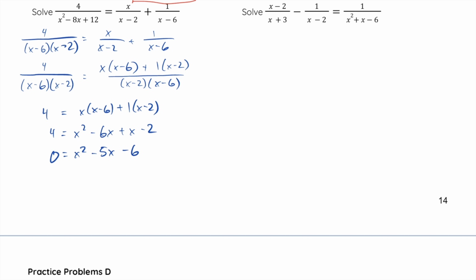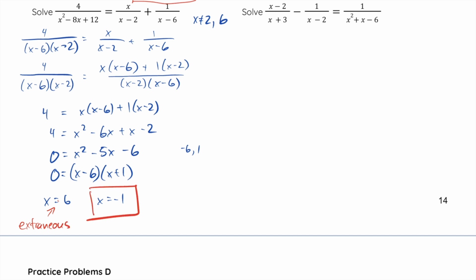And I'm looking for factors that would give me negative 5 as a sum and a product of negative 6. And that would be negative 6 and positive 1. So I have 0 is equal to x minus 6, x plus 1. So therefore x is 6 and x is equal to negative 1. However, if we look back up at the top here, our excluded values should have been x cannot be 2 or 6. And so this one here is an extraneous solution. So that is not a solution to this equation. So the only solution is x equal to negative 1.